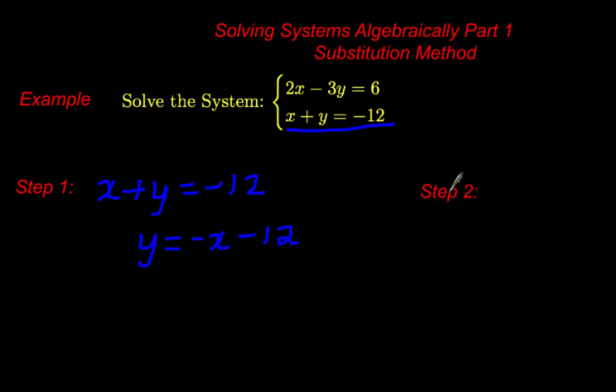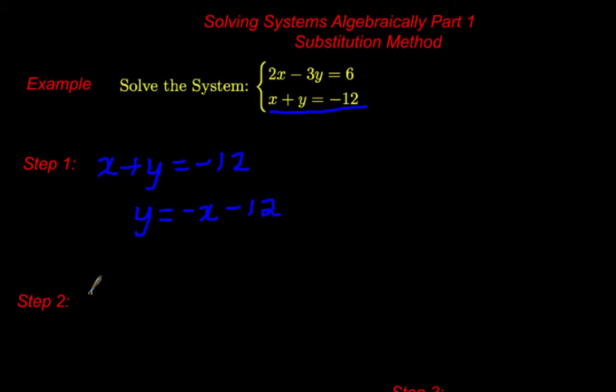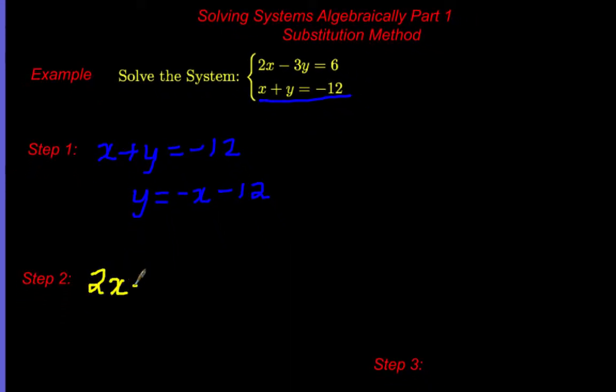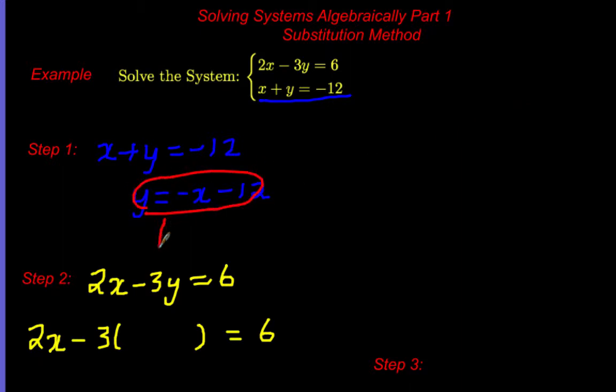In step 2 now, I'm going to plug what I get from step 1 into the unused equation. My unused equation is 2x minus 3y, and that equals 6. So now I solve, leaving 2x alone minus 3 times what I solved in the first part. My answer from step 1 is going right in here, so I get -x minus 12.